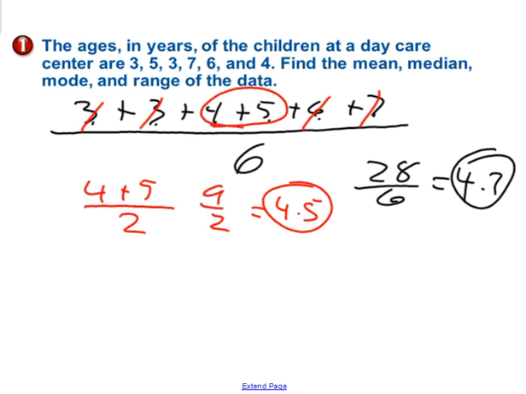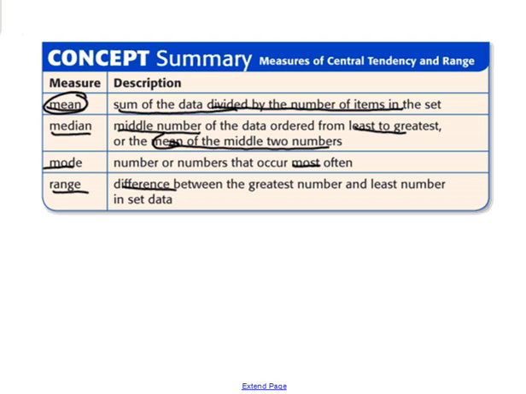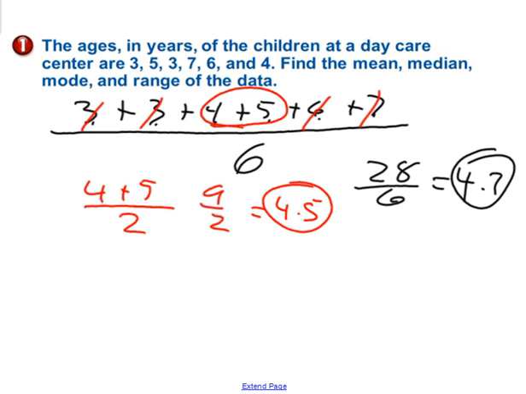The next thing I'm asked to do is find the mode. Again, we look back at our definitions, and we want to keep looking back there and making sure we're doing it right. The mode is the number or numbers that occur most often. Back to our problem here, I've got 3 occurs twice, and that looks like the only one that repeats. So the mode is 3.